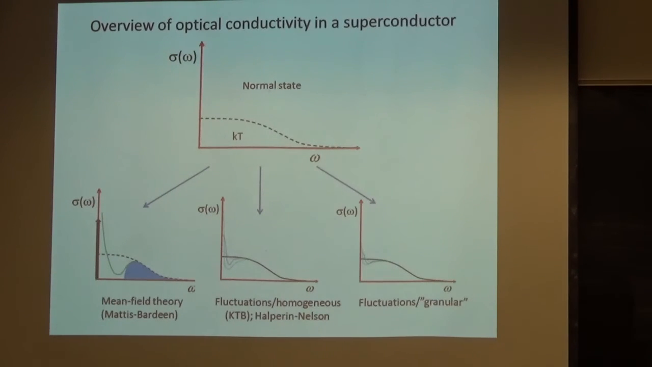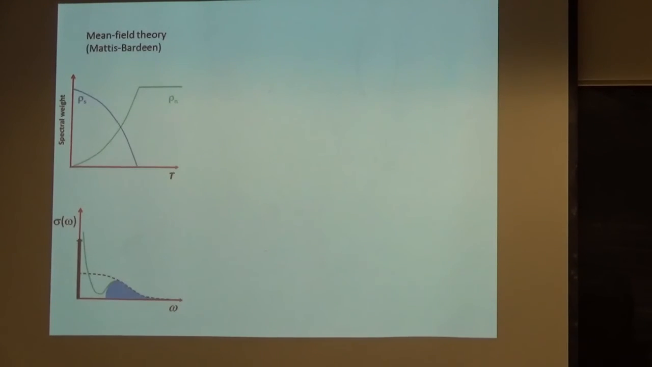There's another picture that Steve Kivelson has emphasized, that comes about in the case of spatial inhomogeneity, which he and other people have proposed is a really crucial ingredient in highly correlated superconductors, in which you can have fairly extreme spatial inhomogeneity of the superconducting order parameter. So the consequences for the optical conductivity of these three cases are shown here.